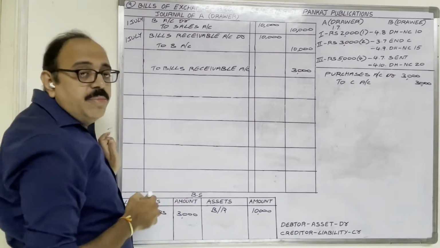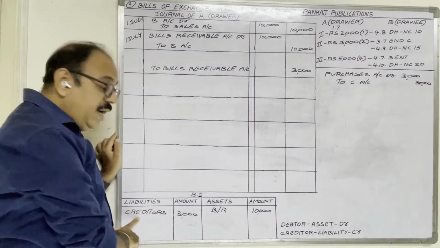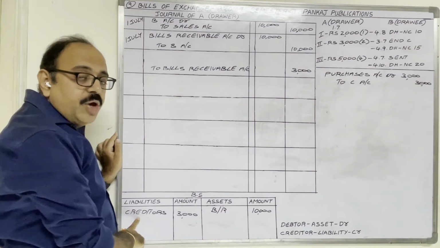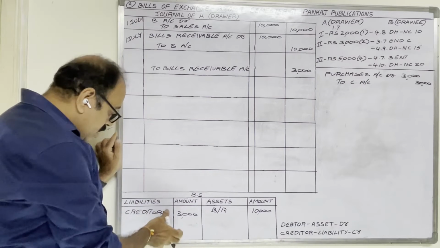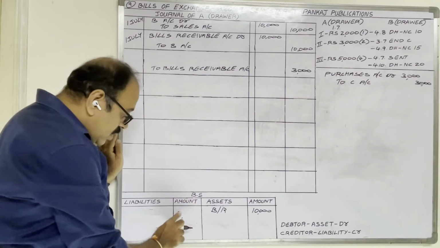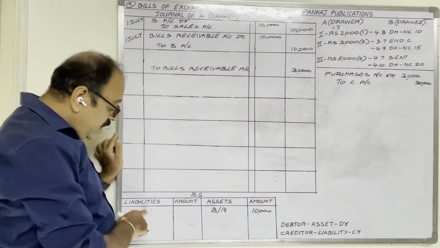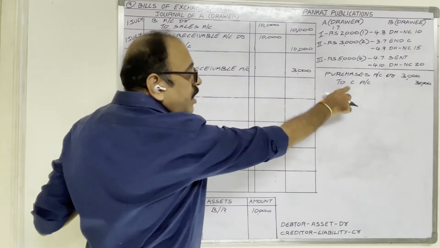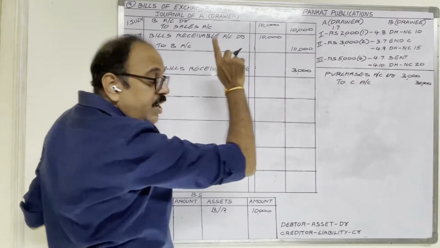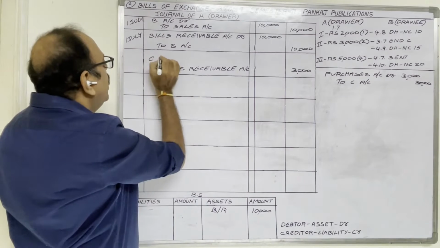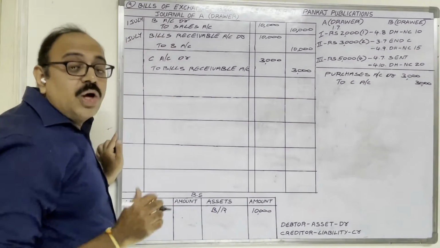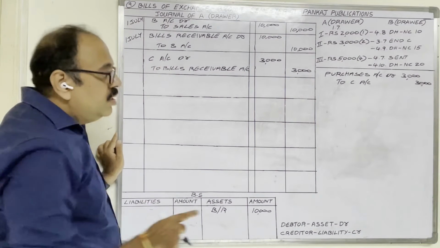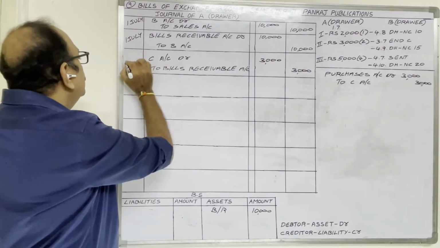Which account should we debit? Creditor is now cancelled because we are giving the bill to him. We are clearing his loan. We have to cancel the creditor account. How did we create the creditor account? By crediting. How to cancel? By debiting. Debit C account with 3000 rupees. This is the entry for endorsing the bill to C. Date, endorsement date, 3rd July.